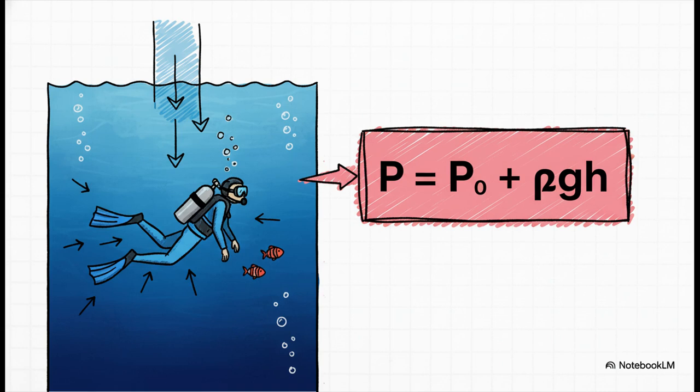Imagine you're standing in a library and someone puts a book on your head, then another and another. The more books, the more weight you feel. It's the exact same thing with a fluid. The deeper you are, the taller the column of fluid sitting on top of you, and all of that weight is pressing down. This equation sums it up perfectly. The pressure P at any depth is just the pressure at the surface, P naught, plus the fluid's density ρ times gravity g times how deep you are, h.